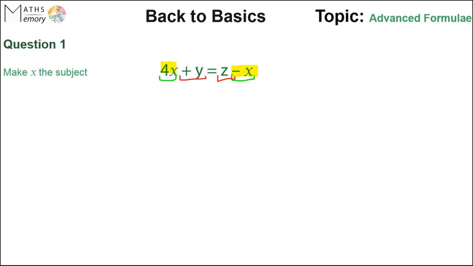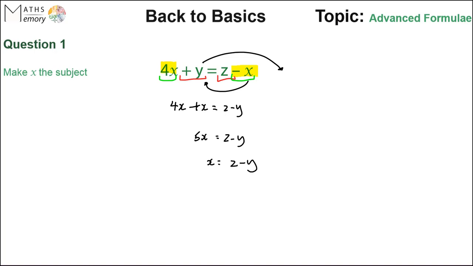4x is good over here. The plus y will make a minus y over here. Z, we like it over here. The minus x, we're going to make a plus x over here. So we have the following: 4x plus x equals z minus y. Let's simplify each side. So 4x plus x, or 4x plus 1x, is 5x. 5x equals z minus y. One more step, x equals z minus y, the whole thing over that number, which is 5.